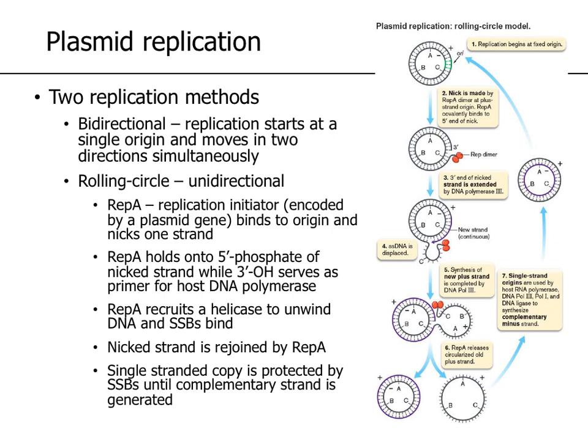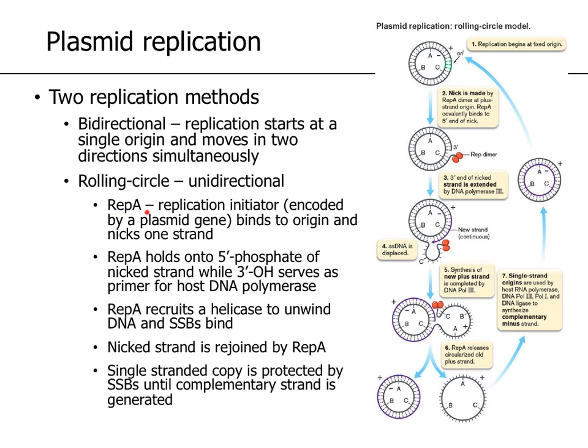So plasmids can actually replicate through two different methods. The bidirectional method is essentially the same as you would think of for the genome replication. So it has an origin site and it'll go in both directions, or terminator sites and all that. The other way that plasmids can replicate is through this rolling circle amplification. So this is a unidirectional process.